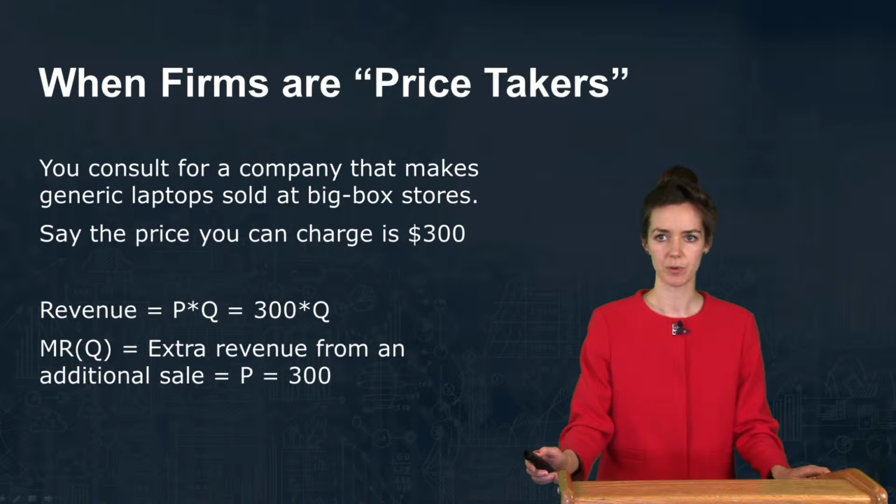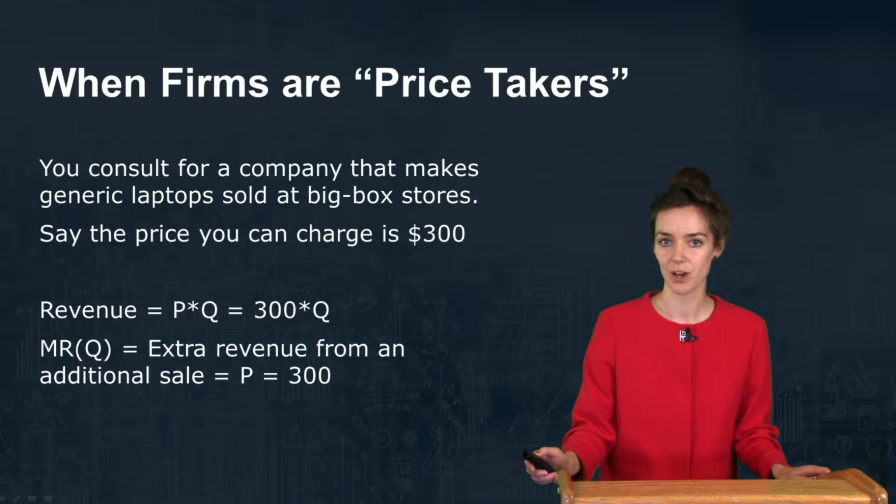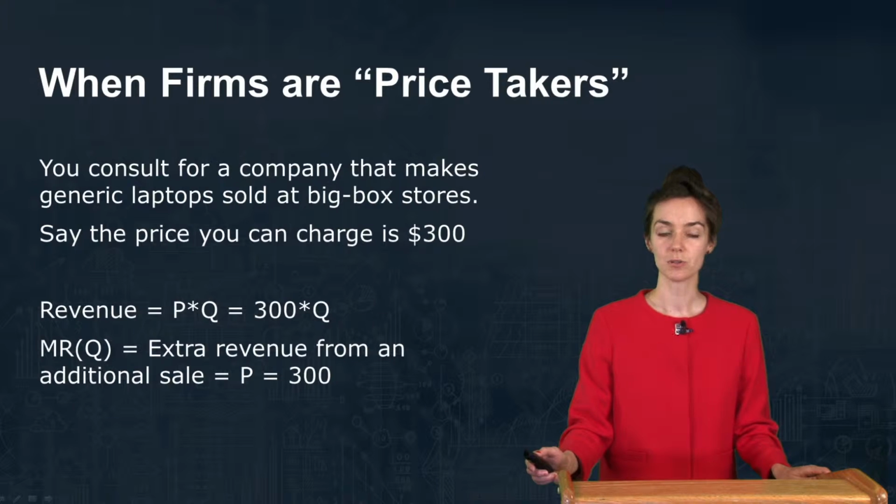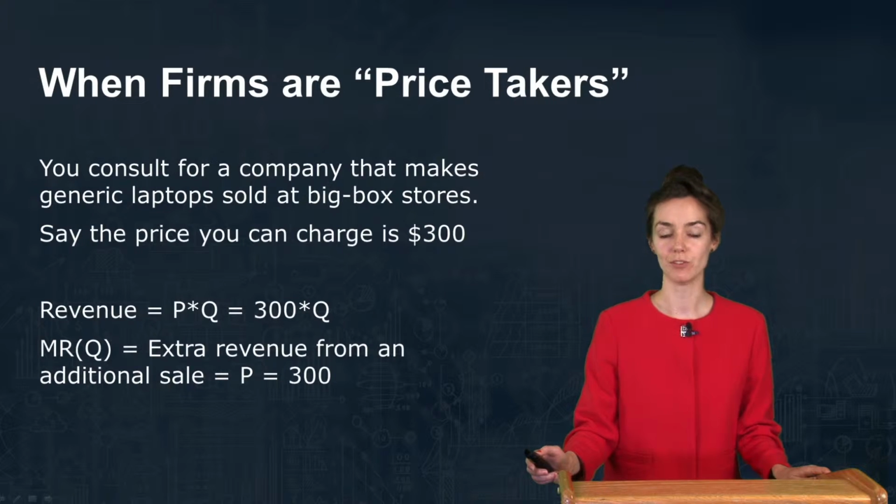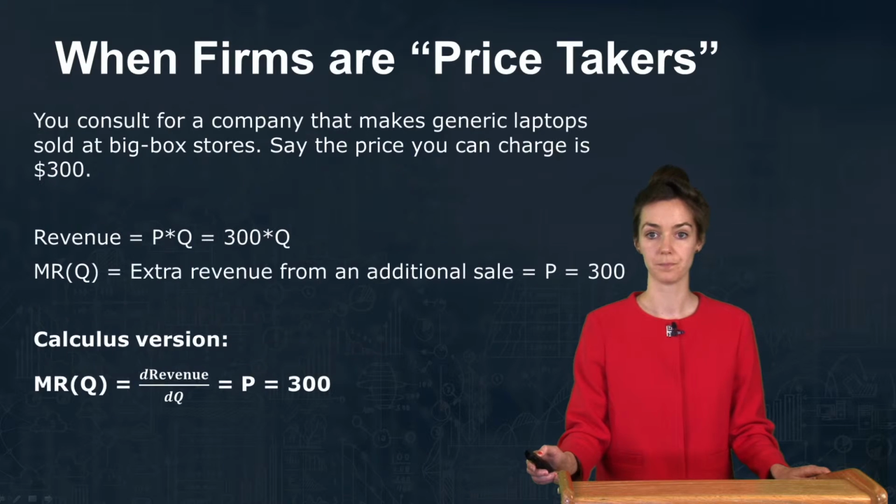So let's go back to our example of price-taking firms. And recall that price-taking firms cannot set the price, they cannot change the price, they take the price as given. So in our laptop example, price was set at $300. So the revenue you get from that will just be P times Q, so 300 times Q. So the marginal revenue is going to be equal to price. That's because every additional unit you sell, you'll still only get the $300. So once again, in the price-taking setting, marginal revenue will be equal to price.